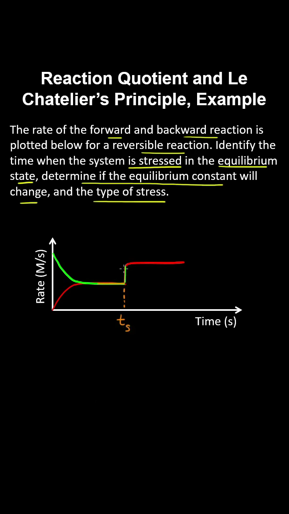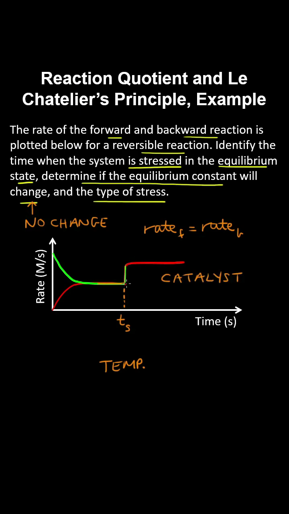And in this case, the equilibrium constant will not change because the rate of the forward reaction is equal to the rate of the reverse reaction, so there's no change in the equilibrium constant. And if the stress was due to a change in temperature, then the forward and backward reactions will change by different amounts. But since they increased by the same amounts, then the stress must have been due to a catalyst, which increases the rates of both the forward and backward reactions.